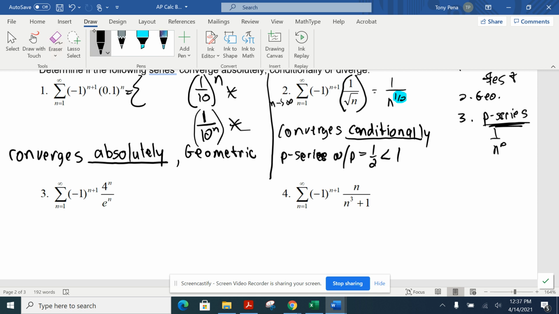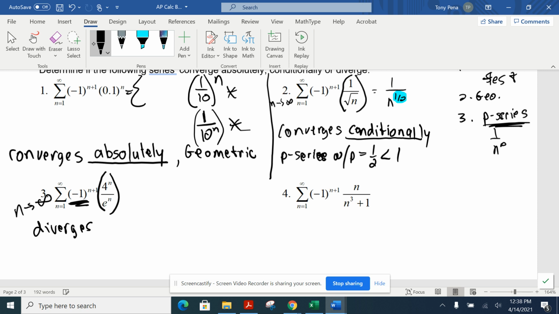3 should be a nice one. This is alternating, so we've satisfied that idea. This will spit out nothing but positive numbers, so we've satisfied that part of it. So the last little element here to determine if it converges or diverges is that this series has to approach 0 as n goes to infinity. So will this non-alternating part go to 0 as n goes to infinity? No. So this one diverges right away.